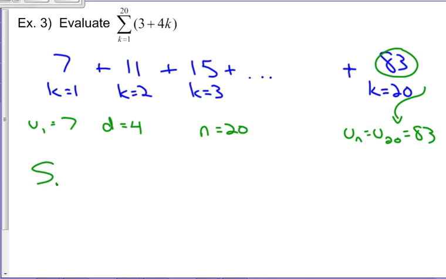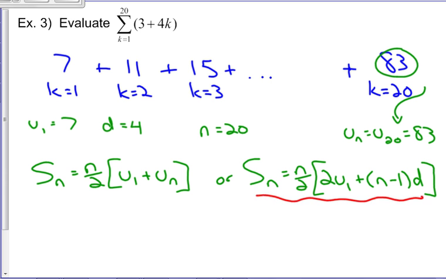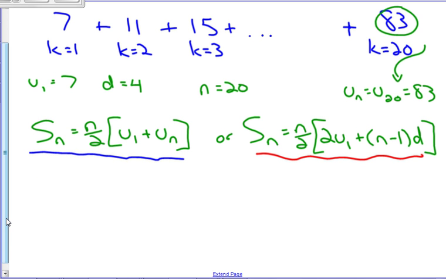We have our two different series formulas if we want to find the sum. There's this one, or there's this one. And given what we know, we can use either one. So if you hadn't bothered to find the 20th term, which might have been a bit of a pain, then you probably would be using this one on the right. If you did bother to find the last term, it's probably easier to use this one on the left. So we'll work it through either way.